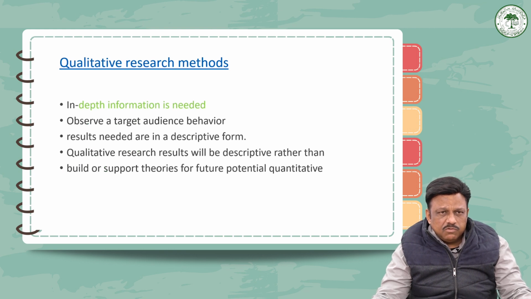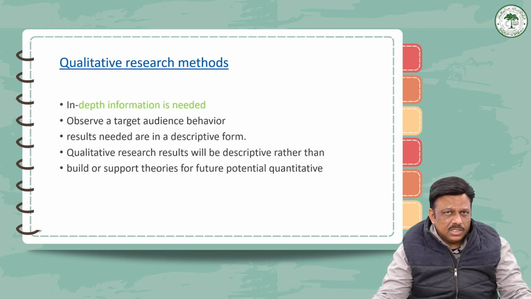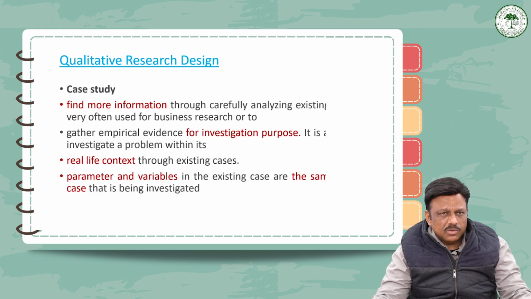Then the second way of doing it is qualitative research. Now, in qualitative research, in-depth information is needed. For that in-depth information, a target audience's behavior is observed over a period of time. Here the results are presented in descriptive form. So it becomes more descriptive than prescriptive or predictive. So it builds a supporting theory for future potential qualitative research on that.